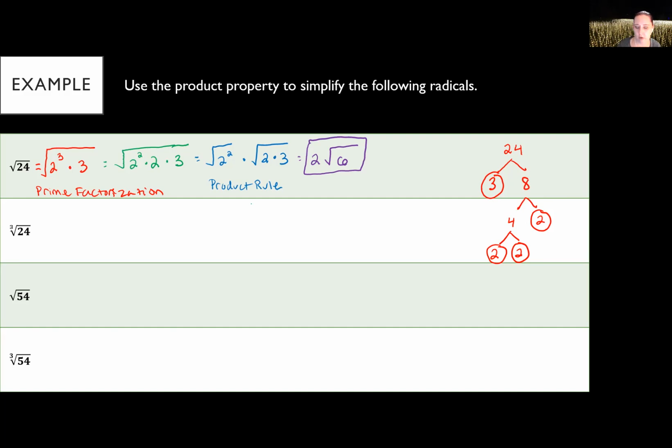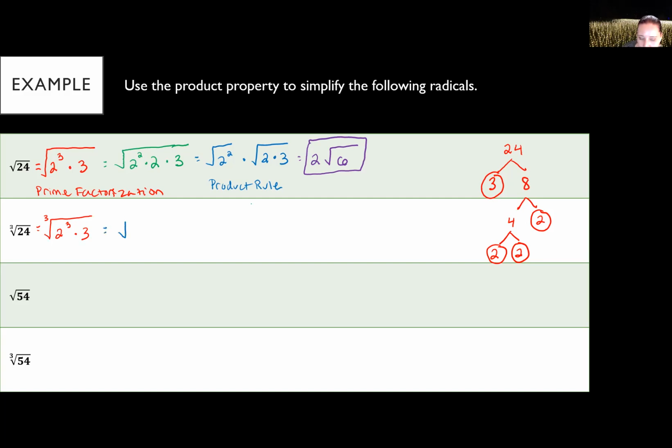Okie dokie. So we'll do the cubed root of 24. So we already have the prime factorization done. So that's nice. I don't need to redo that. That's going to be 2 cubed times 3. Now, for the cubed root, you want to have exponents of 3. We've already got something that's an exponent of 3, so I can immediately split this up.